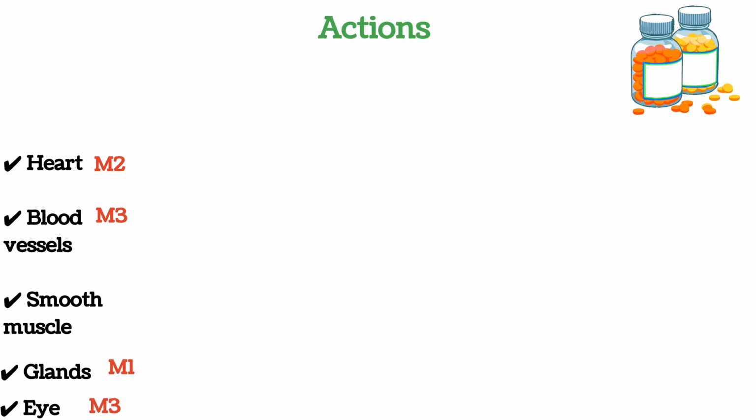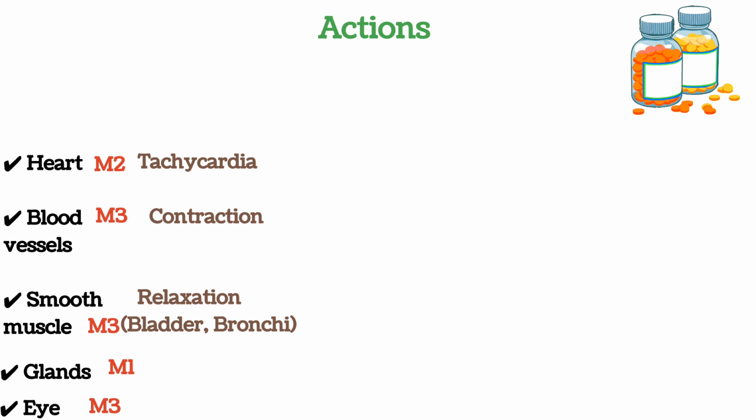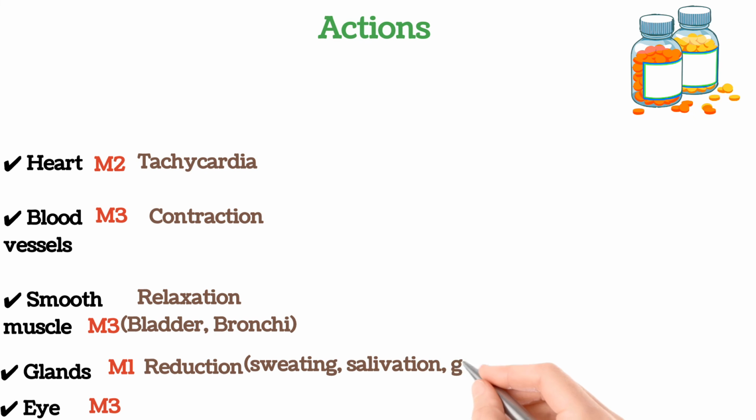So there it was bradycardia, here it will cause tachycardia, that is increase in blood pressure. And how it will increase the blood pressure? Yes, through constriction of blood vessels. Next, it will cause relaxation of smooth muscle like urinary bladder, bronchi. And in glands, it will cause reduction in secretion like sweating, salivation and gastric secretion will reduce.